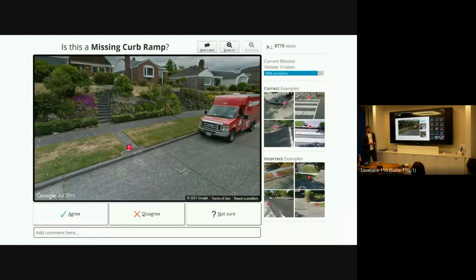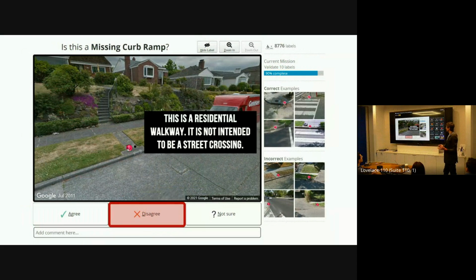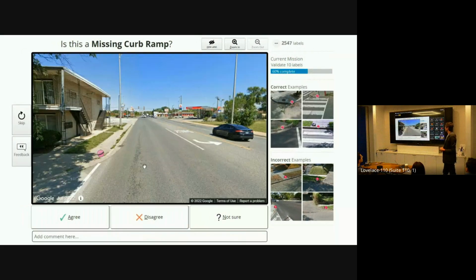How about here? They're going to get harder. So this is a residential walkway. It is not in any way included in the ADA. This is to allow you to have clean shoes when you get in and out of your car. So you would, in this case, Mark, disagree. How about here? Like I said, they're going to get harder. Missing curb ramps are very difficult.